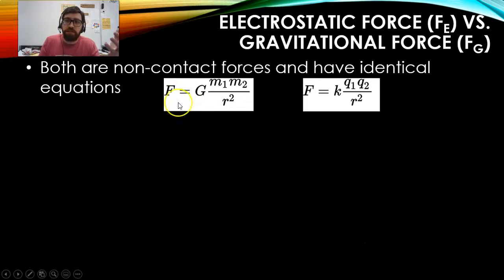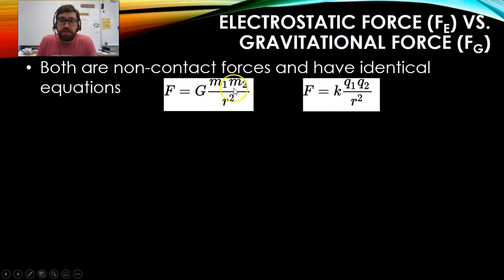So here's the equation we talked about a long time ago for gravitation, and this is the equation I'm going to introduce to you in just a minute for the electrostatic force. Notice it's the same thing. The only difference is G was the gravitational constant. K is the electrostatic constant, but it's still just a constant. It's just a number that doesn't change.